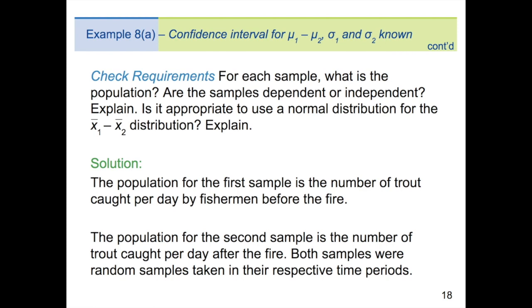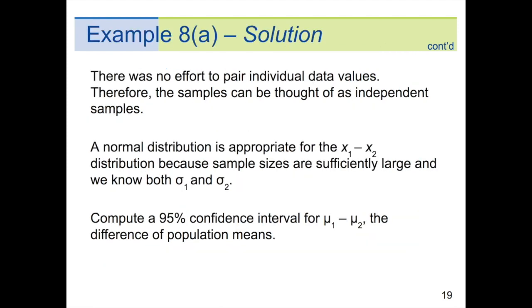Both samples were random samples taken in their respective time periods. There was no effort to pair individual data values. Therefore, the samples can be thought of as independent samples. So even though we're doing a before and after, we're not specifically looking at one specific fisherman before and after the fire. It's random samples of fishermen. So it's not specific data values. It's not the same sample both times. It's a different sample each time.